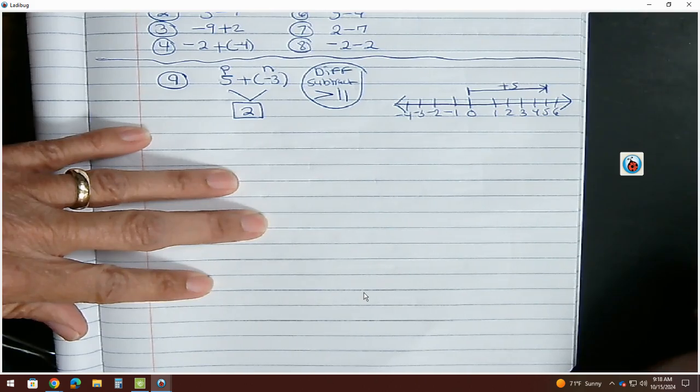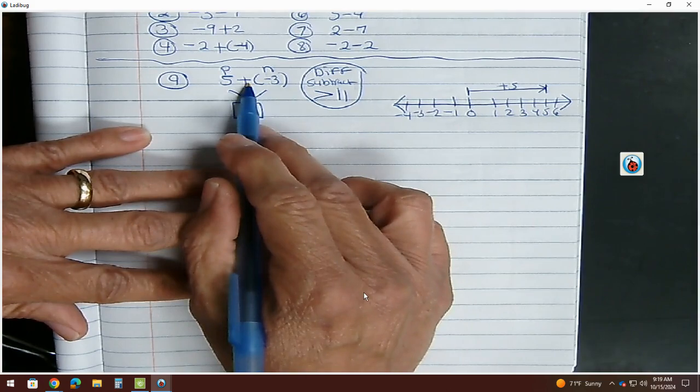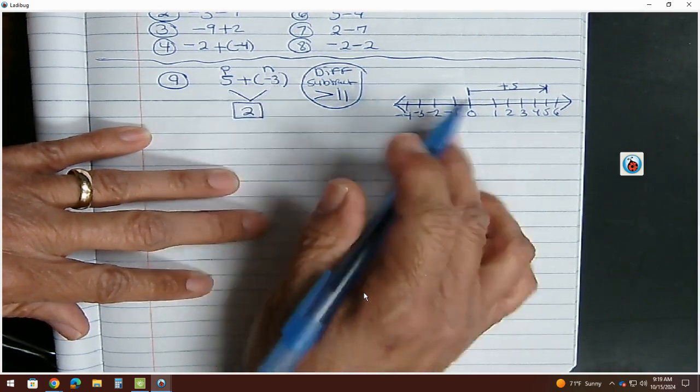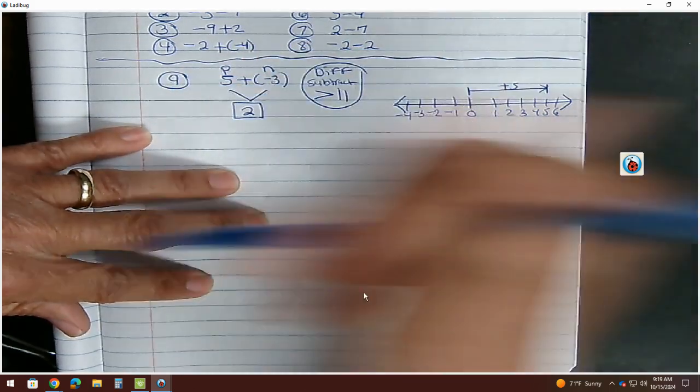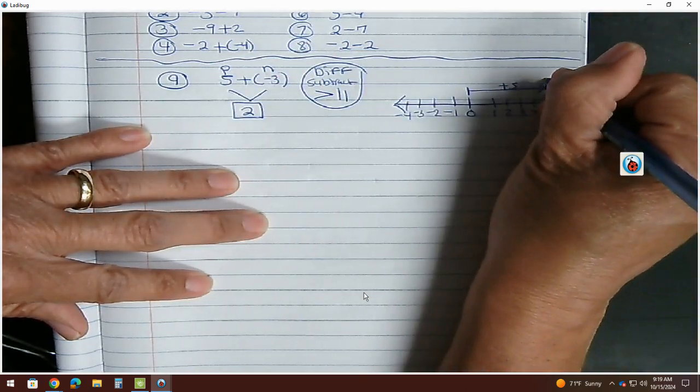Question with that part. But then I'm adding negatives. So am I supposed to continue going to the right? No, we're going to go to the left because I'm adding negatives. I'm adding losses. So I'm going to put a mark here.